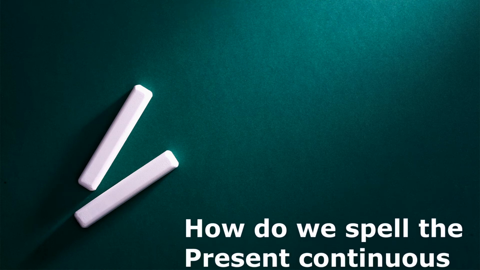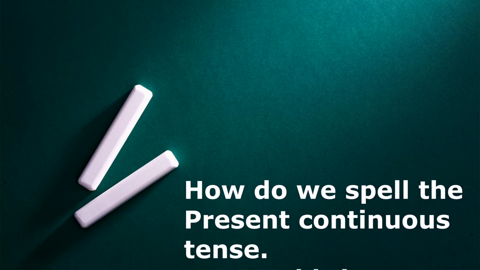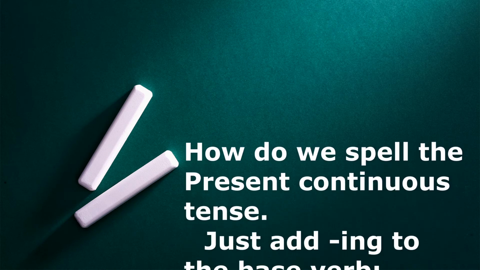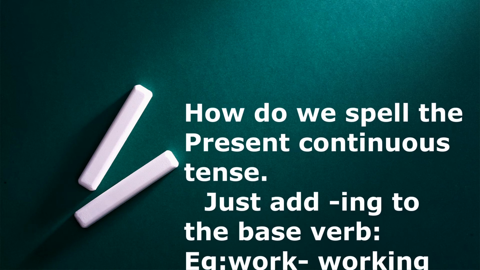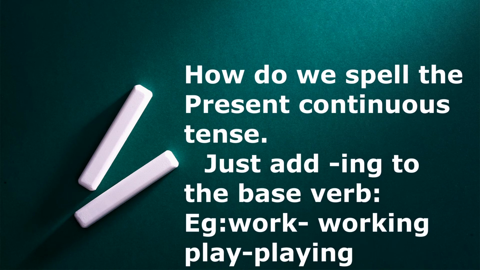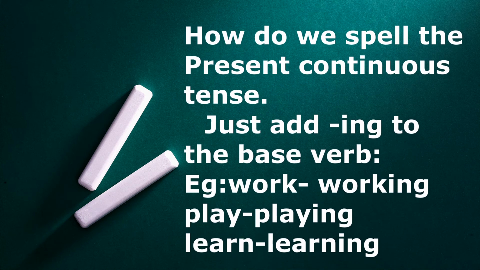How do we spell the present continuous tense? Just by adding ing to the base verb. For example, work, working, play, playing, learn, learning.